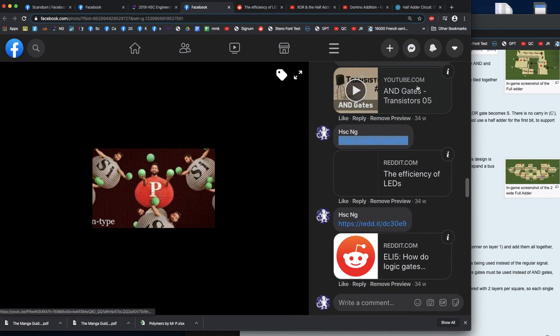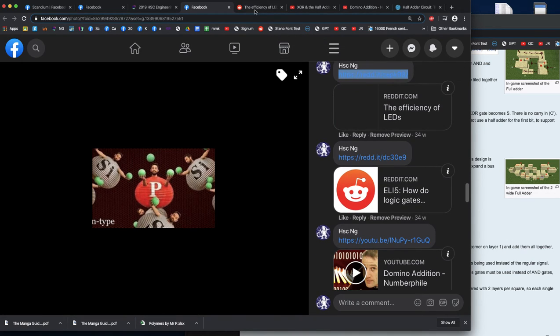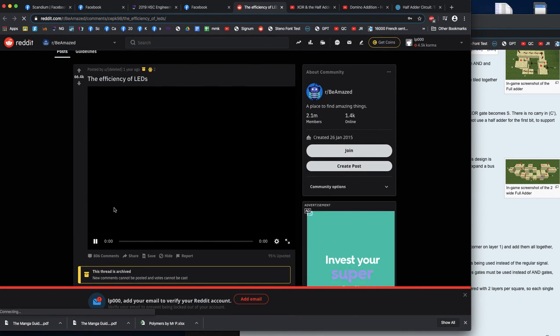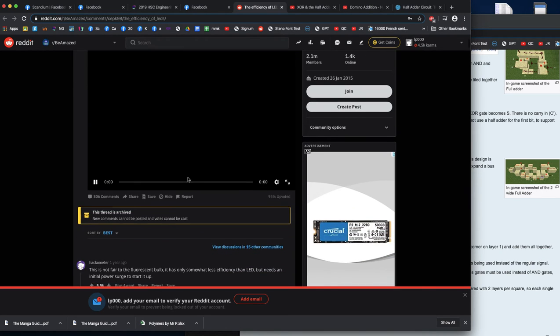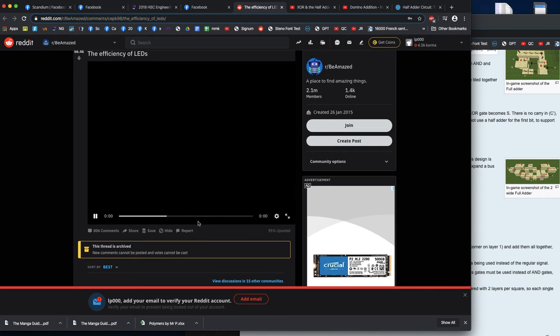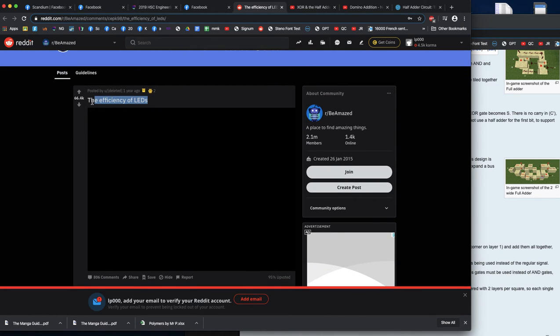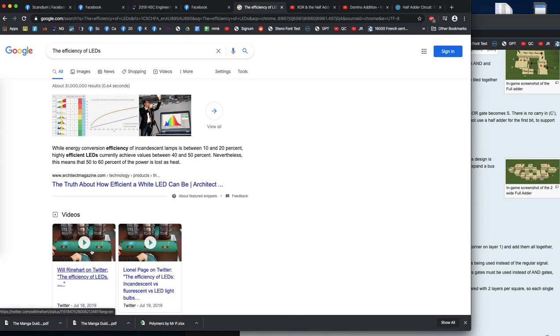Okay, so with transistors, we have how to make an AND gate. In this here, it talks about the efficiency of an LED versus... it's not entirely fair, this comparison. It definitely is fair to say that LEDs are more efficient than... does this not work? Huh. Maybe the host image has disappeared. There you go.